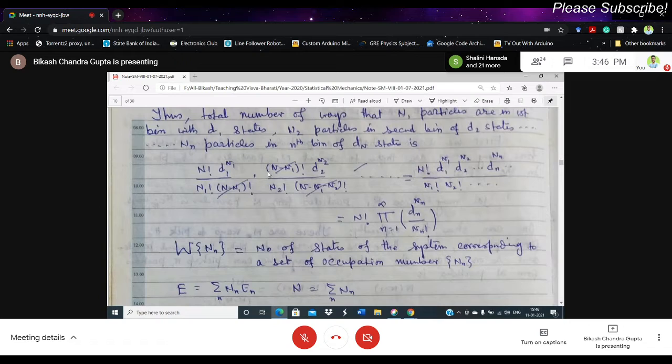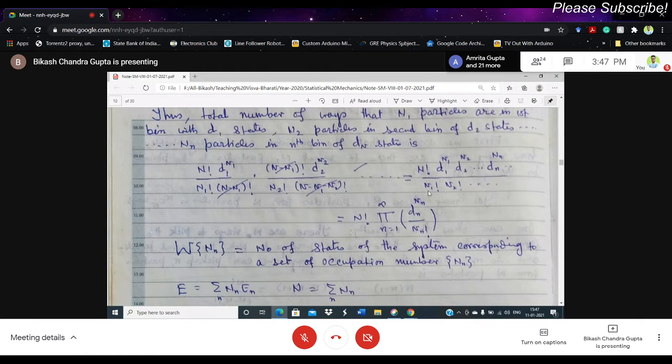So these diagonal things will cancel each other, and finally here you will have n factorial and then 0 factorial, because this term will become 0 because you will have no more particles left. Okay, so then if you cancel the common terms in the numerator and denominator, eventually we'll end up with this expression, which is n factorial, then in the numerator d1 to the power n1, d2 to the power n2, and so on up to dn to the power nn, and in the denominator n1 factorial, n2 factorial, and so on.